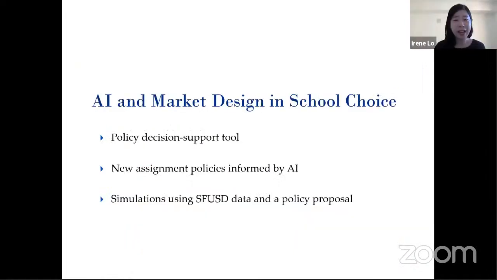Okay. And so I'll briefly outline for you how we can use AI tools and market design together for this particular problem. In our case, we helped the district develop a policy decision support tool. We also suggested new assignment policies that were informed by AI. And then we performed simulations using data from the district, and together the district came up with a policy proposal. So I'll tell you briefly about each of those.